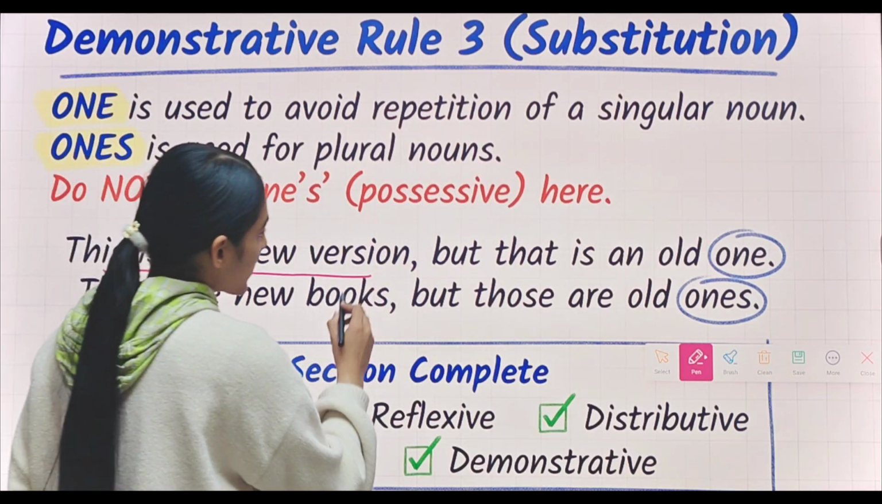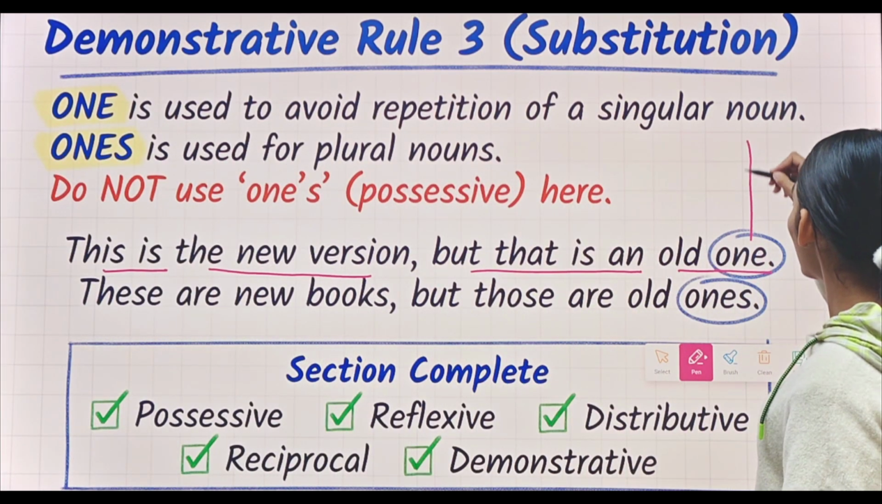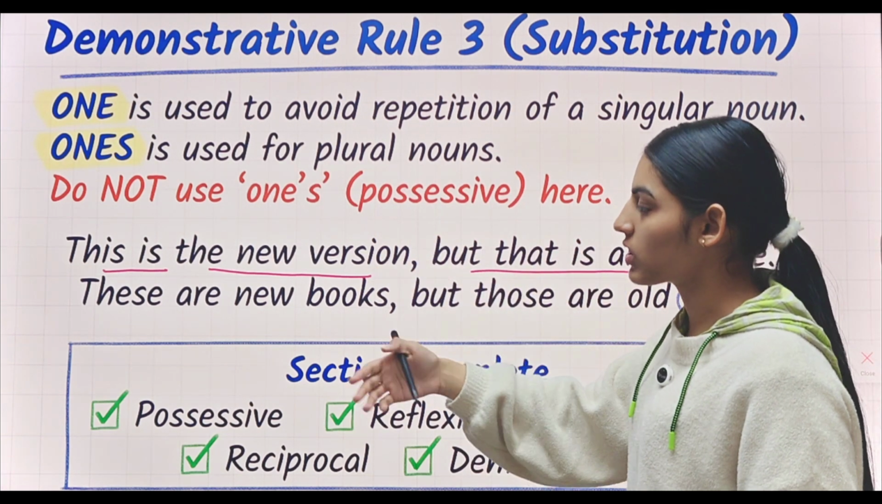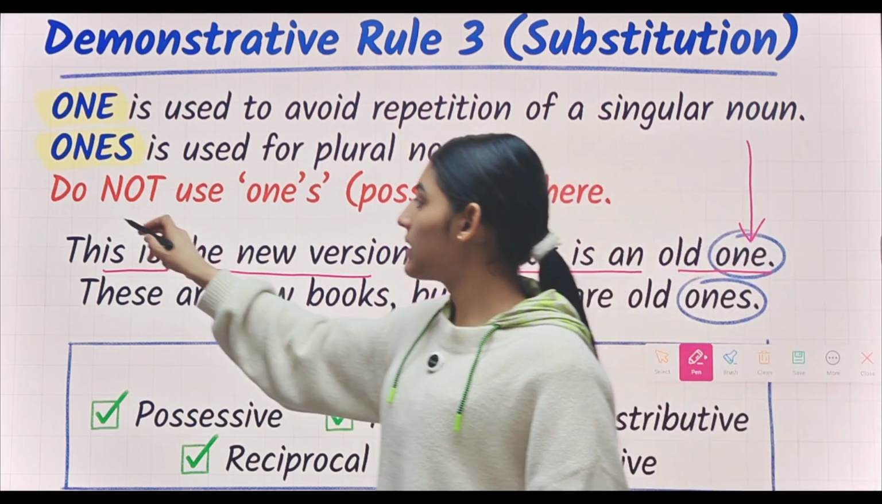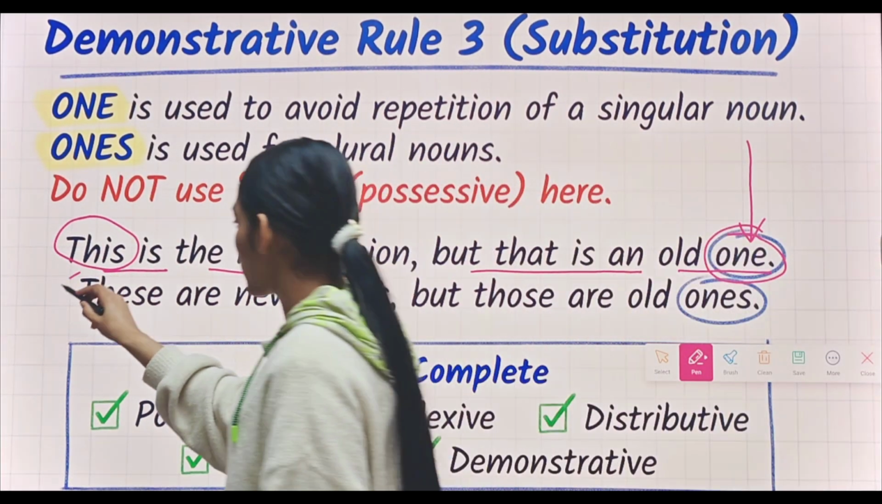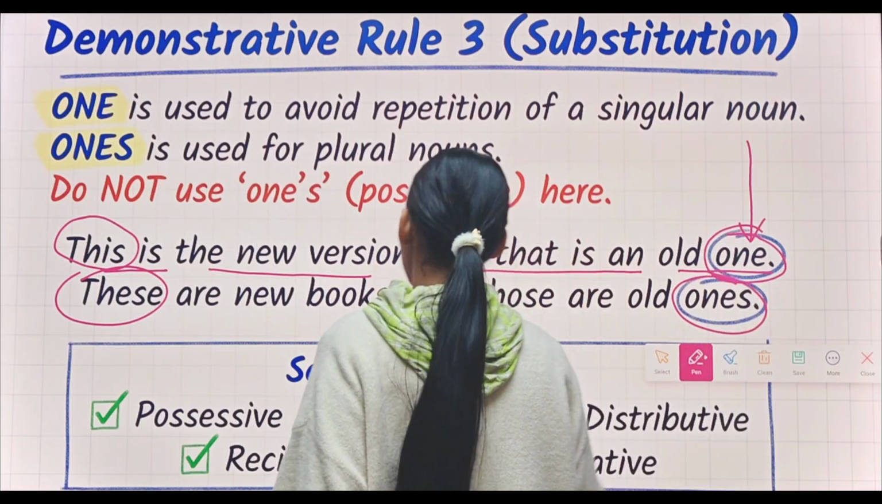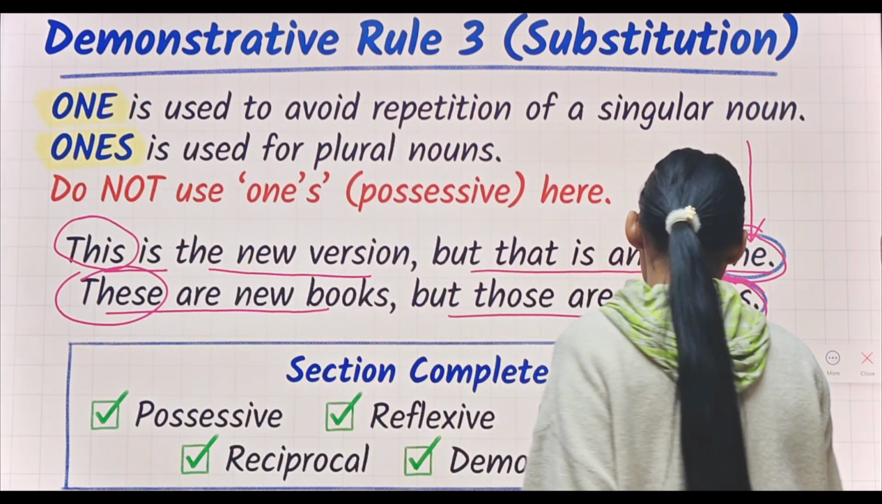So let's see the examples that we have. This is the new version, but that is an old one. For the singular noun, like a new version of something like a car, this is the new version of this car. So this has been used, and along with that we will use one. And if there is a plural form, along with that we will use ones. So in the second example we have, these are new books, but those are old ones.